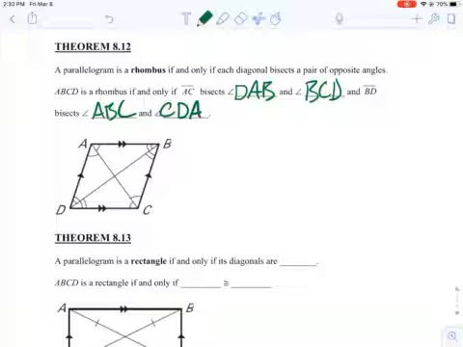So a rhombus's diagonals are going to bisect the angles. So those 2 little angles right here are going to be equal. 2 angles there equal. And then once again on the other angles over here, the 2 little ones are equal.